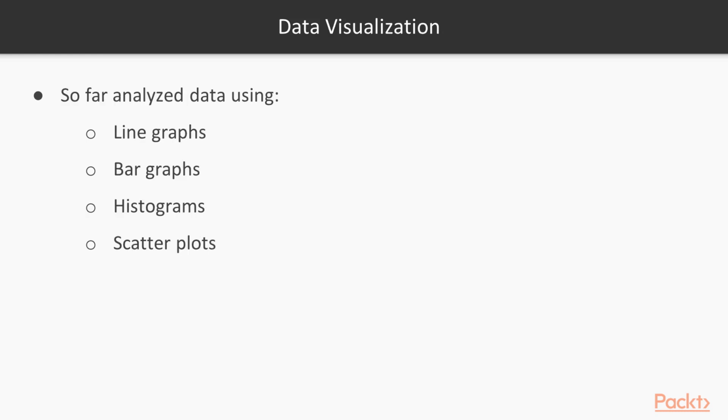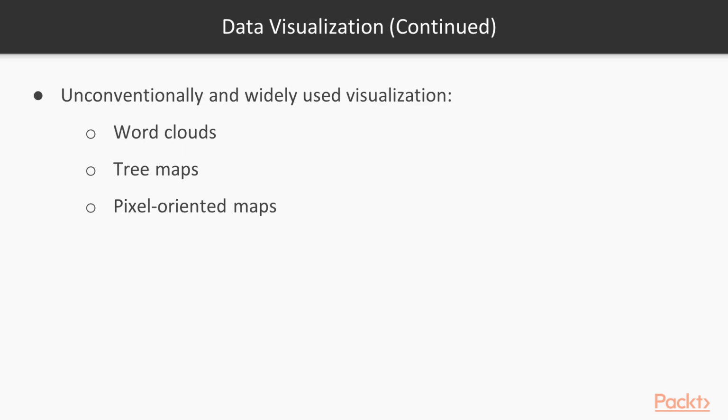So far in this course, we've analysed data and made use of line graphs, bar graphs, histograms, and scatter plots to uncover and present insights. To enable easy consumption of information or knowledge, we take the help of different visualizations, such as line graphs, bar graphs, pie charts, histograms, and other details. Some unconventional yet widely used visualizations are word clouds, tree maps, and pixel-oriented maps. To learn these types of visualization in more detail, you can refer to the reference material provided along with the code bundle.